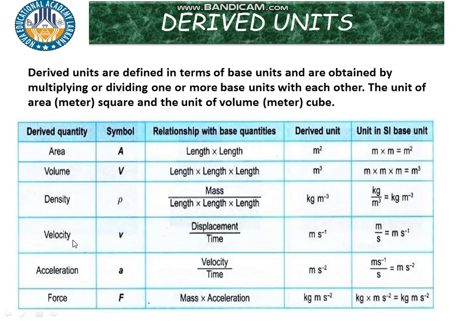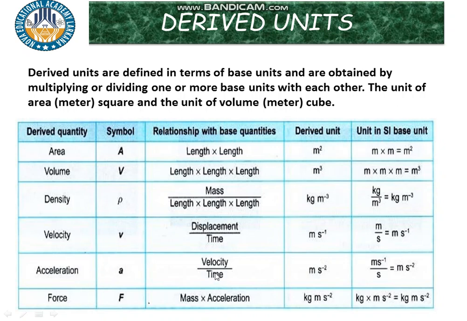Fourth, velocity. Its formula is displacement upon time. And the nature of displacement is simply the length, and again the time is another fundamental quantity. So the unit of displacement is meter and the unit of time is second. So when this second just goes on the upside, its power will be reversed. So meter second power minus 1, or meter upon second, you can write down in a very simple way. So meter upon second or meter second power minus 1, that is a unit of velocity.